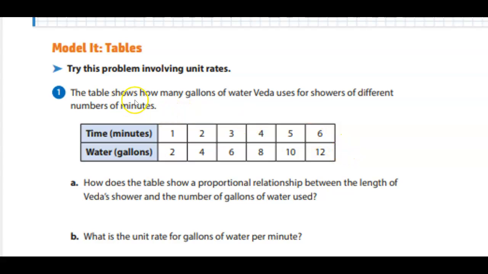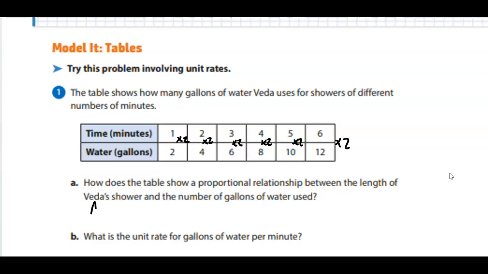So problem number 1 shows how many gallons of water Veta uses for showers of different numbers of minutes. So we've got our time up here. We've got our waters in gallons that she uses for that time right here. It says, how does the table show a proportional relationship between the length of Veta's shower and the number of gallons she used? So let's take a look here. Every number looks like it gets multiplied by 2. Remember, everything needs to be exactly the same for us to have a proportional relationship.